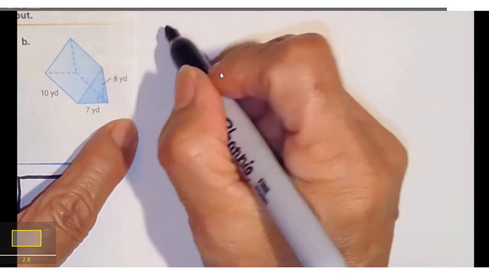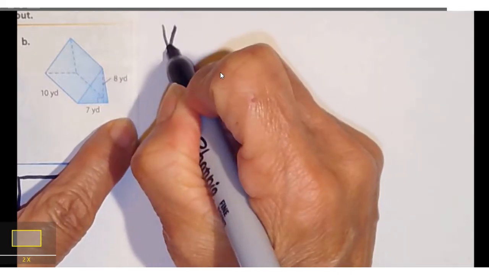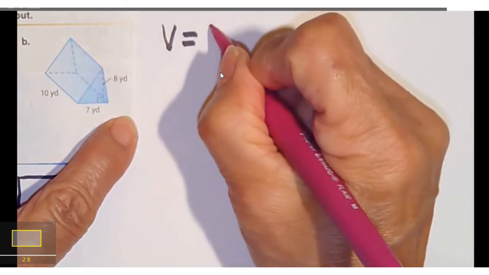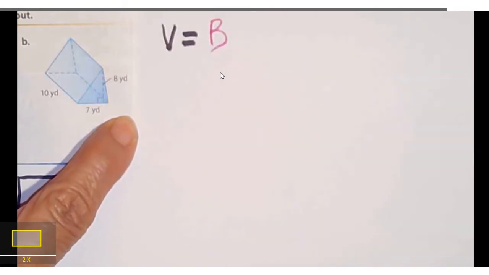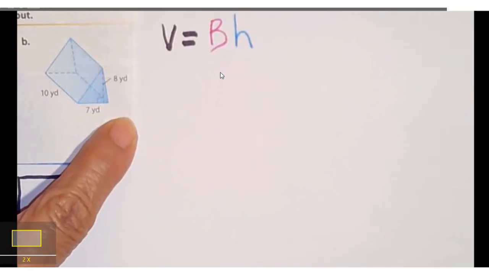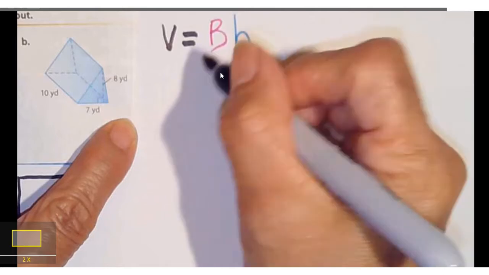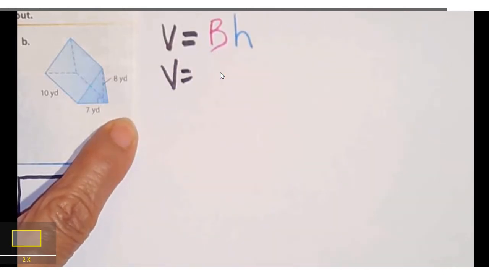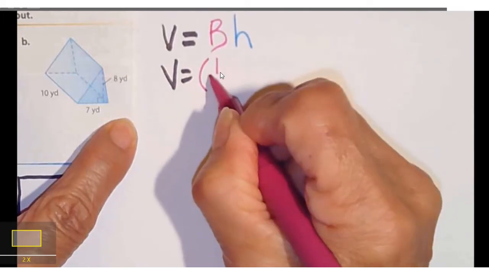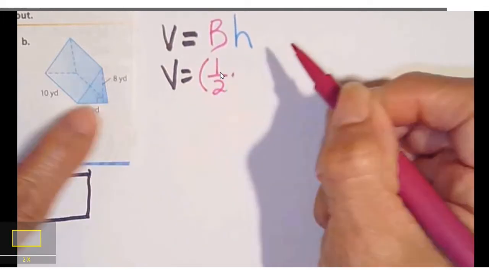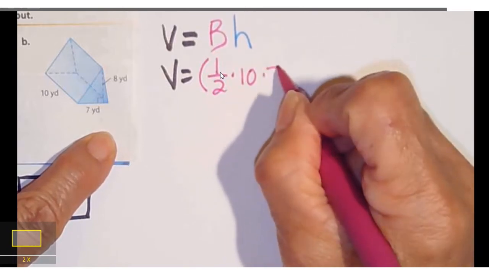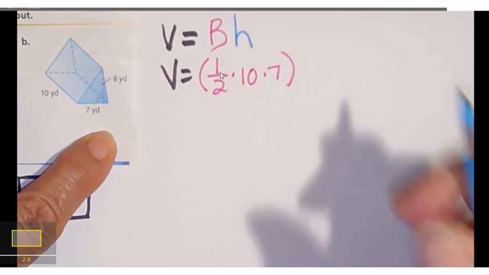And remember, the formula is volume equals base times height. Okay? So let's go ahead and plug our stuff in here. We have volume equals, we're going to do base times height. We'll do 1/2 times, and the two that we have are 10 and 7. 10 times 7. Go ahead and put my H here.